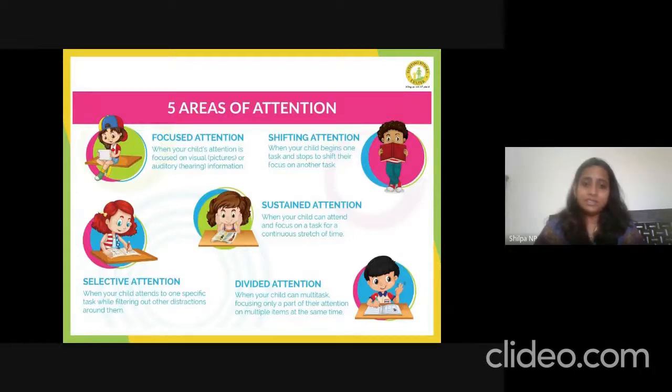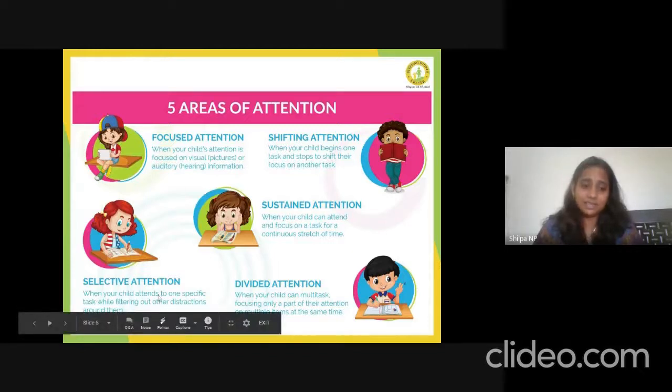Now, there are certain types of attention which we are looking into here. Attention is definitely the first prerequisite when we are talking about speech, language, communication later. But first, we need to understand what the prerequisites are, and we are talking about attention at present. So these are the types: you have focused attention, shifting attention, sustained attention, divided attention, and selective attention.